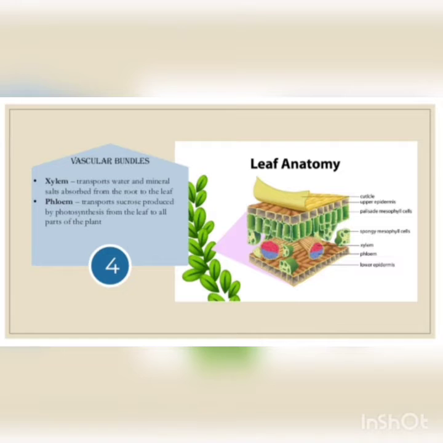Lastly, vascular bundles. Xylem to transport water and mineral salt absorbed from the root to the leaf. Phloem transport sucrose produced by photosynthesis from the leaf to all parts of the plant.